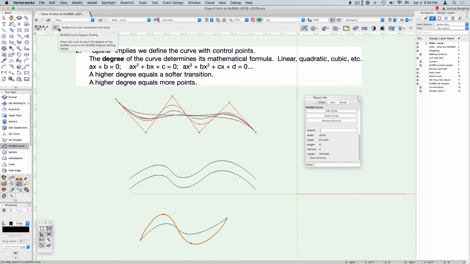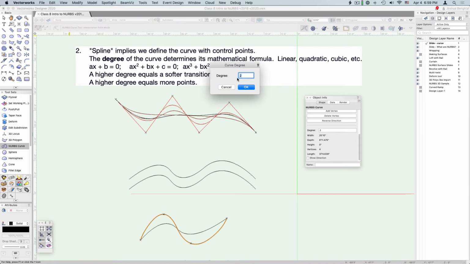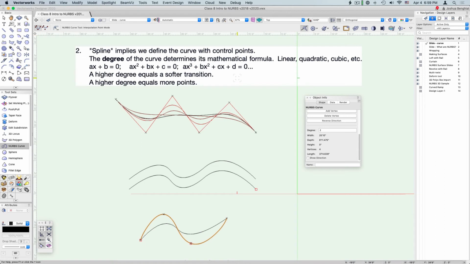So now let's do one more thing. Go up to your mode bar and change the degree now to first degree, and click those same points again. Now we have our straight line going through those control points. Now there's no curve there, so it really doesn't matter when we have a straight line if we're in interpolated or control point mode. It's going to be exactly the same.